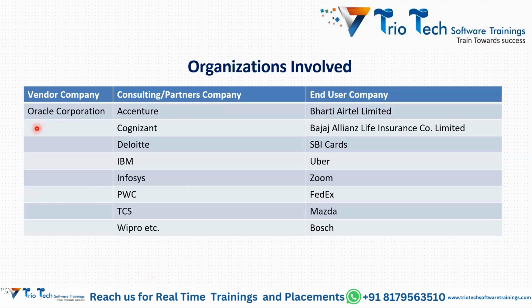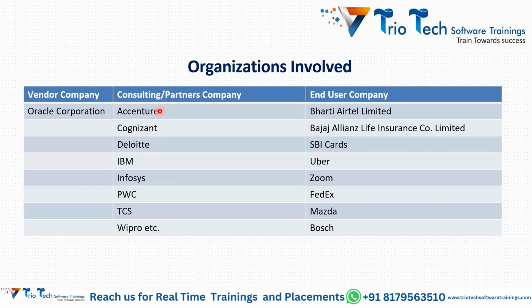So the vendor company is Oracle Corporation, which has developed the product, and any new upgrades, enhancements, or changes in the product are also taken care of by Oracle Corporation, a US-based company. Then we have a list of consulting and partner companies in partnership with Oracle. Partners are listed as diamond partners, gold partners, platinum partners, based on different types of businesses or agreements they have with Oracle.